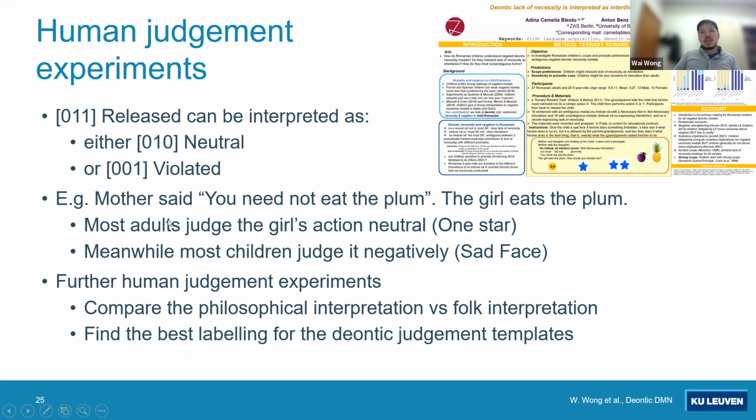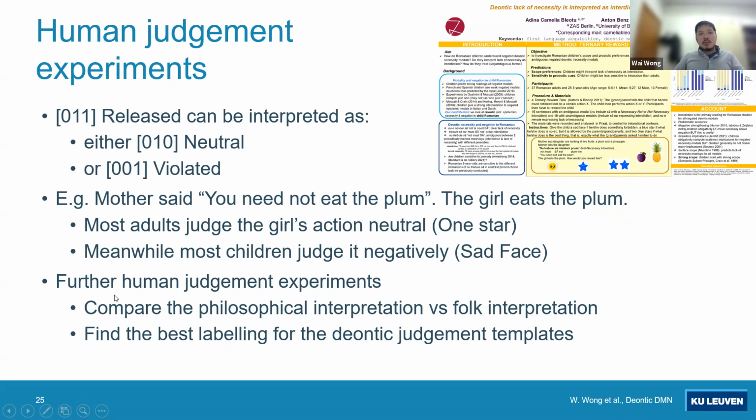But this interpretation could be forced to go either way. When you are a child, you go more with the violated interpretation, while if you are an adult, you go with neutral. So that's just an example, and in order to make this Deontic DMN work, I think it's very important for us to do some human judgment experiments to see how people interpret those kinds of things, comparing the philosophical interpretation versus what we call the folk interpretation, or the common people's interpretation.